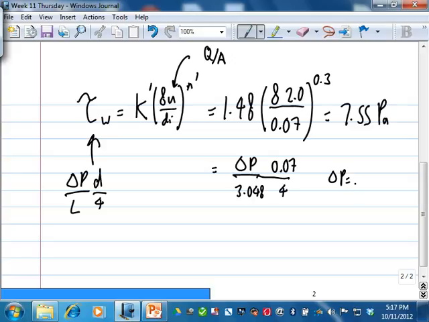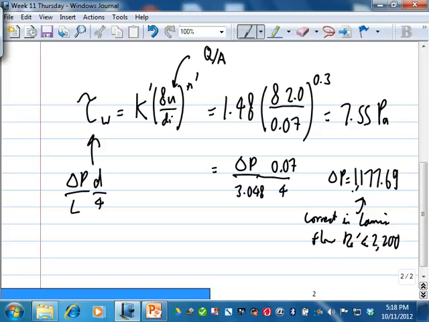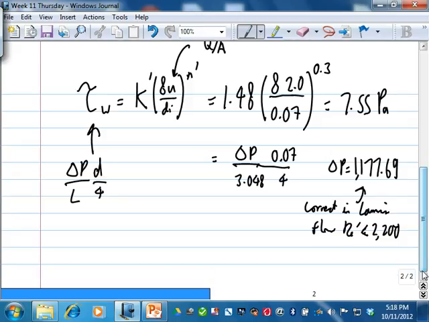Okay, delta P, and this will be correct if laminar flow, Reynolds number is less than 2,200. Okay? 1169. 1177.69. Easy only. But then why do you ask me all about Re prime and all that? This is correct if Reynolds number is below 2,200. Let's check what the Reynolds number is and see whether it's still correct or not.